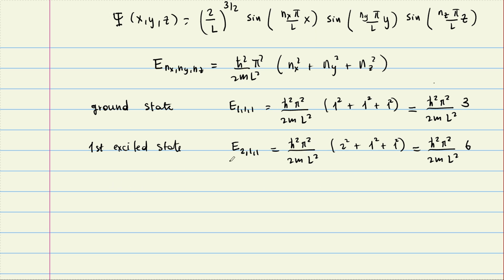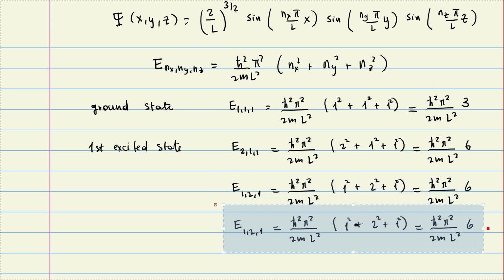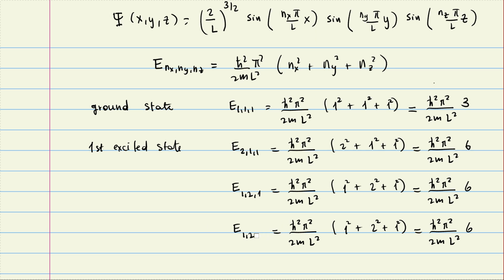But this is not the only option, right? I could also put this 2 not for nx, but for ny. Let me show you. I could choose 1, 2, 1. But 4 plus 1 plus 1 is equal to 1 plus 4 plus 1. Last time I checked, they are the same. So it's 6. And same for z. So this is 1, 1, 2. This is 1, this is 2, and this is again 6.